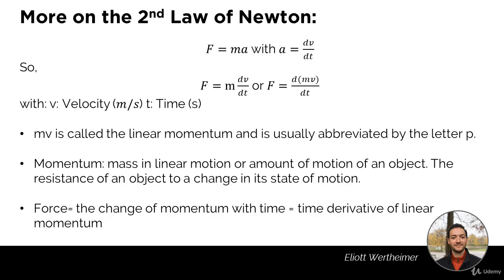So what is momentum? Momentum is basically the resistance of an object to a change in its state of motion. What does that mean? That means that if you have an object of a certain mass m moving at a certain velocity and in a certain direction, if you try to change that object's velocity or direction, then you will feel a resistance. And that resistance is called momentum. It is proportional to the object's mass and its velocity. So the greater the velocity and the greater the mass, the bigger the momentum and the bigger the resistance.